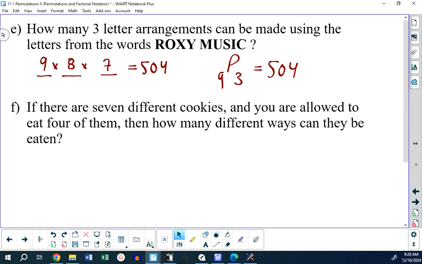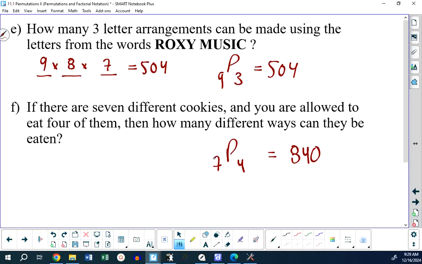There are 7 different cookies, and you're allowed to eat 4 of them. How many different ways can you eat them? Well, this is where we abandon the fundamental counting principle. We know how to use it if things get complicated, like the boys and girls have to alternate, or the word must start with a vowel, or Joan and Emily have to stand together. Then there's no simple thing here. You just use the fundamental counting principle. But here you go, 7p4. 840. Thank you. So you get 840. And if you use the fundamental counting principle, that's what you would get.